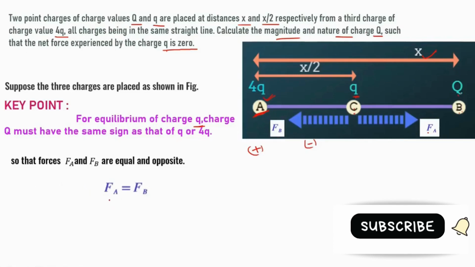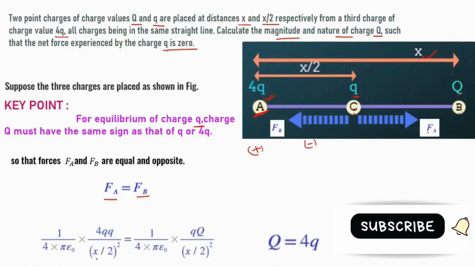Now again, according to our key point condition, FA must be equal to FB. Now we have to put in Coulomb's law. We have to put the formulas over here. Both of them are at distances of x by 2 and x by 2. So like terms get cancelled out and we will get the magnitude of capital Q as equal to 4q.